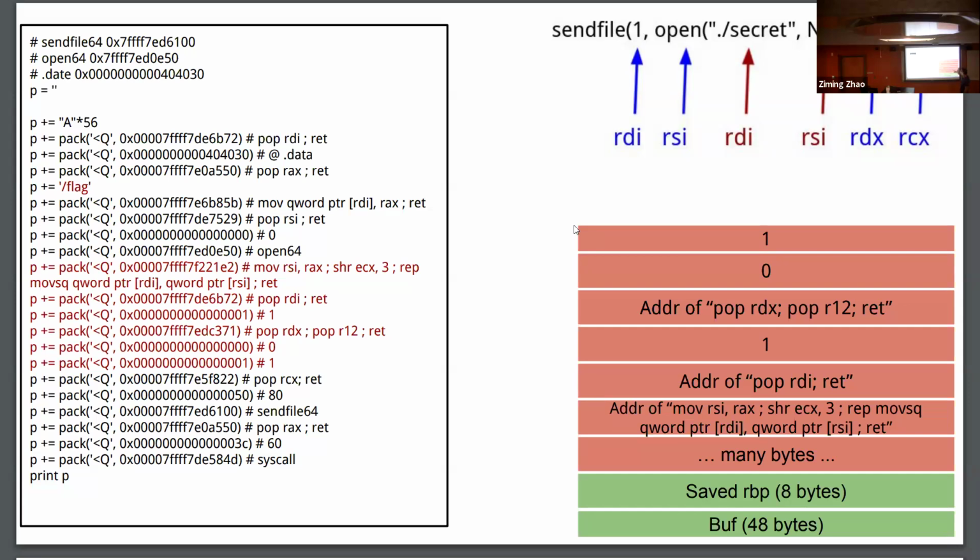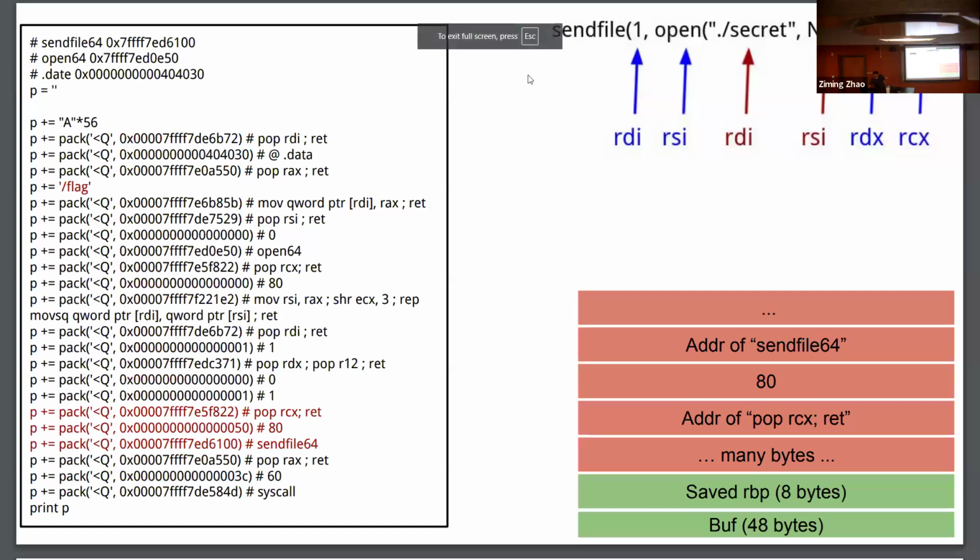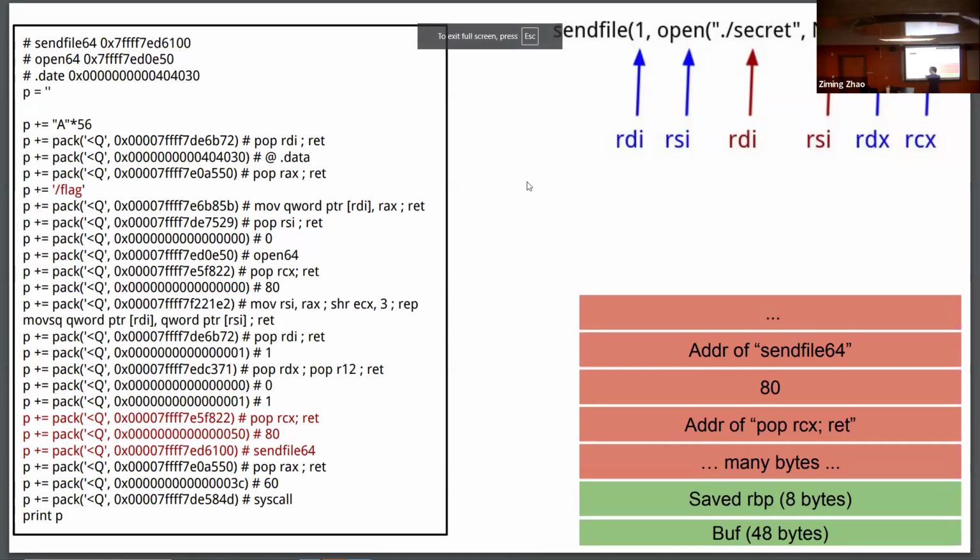Then you may find other gadgets, by the way. Then we set up RDX, and we do not have a pop RDX, return gadget. That's why we find a pop RDX, pop R12 gadget. That's why we have 2 things here. This one doesn't really matter. That's just a placeholder. We do set up RCX here. I set it to something like hex 50. But I think even without this part, it should work because RCX will have some value, not 0, which should be good enough. Then we have the address of some file.